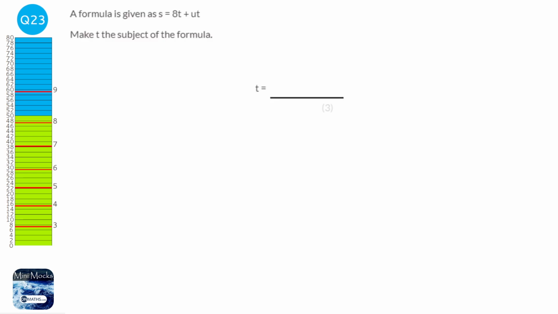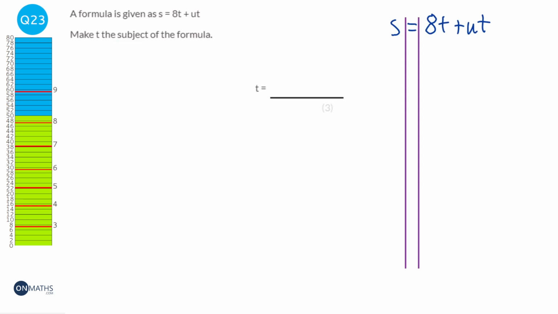So I'm going to just write out this formula again. 8t plus ut. Now we want to get t as the subject. So the first thing I'm going to do is I'm going to factorize the t's. So t bracket 8 plus u.